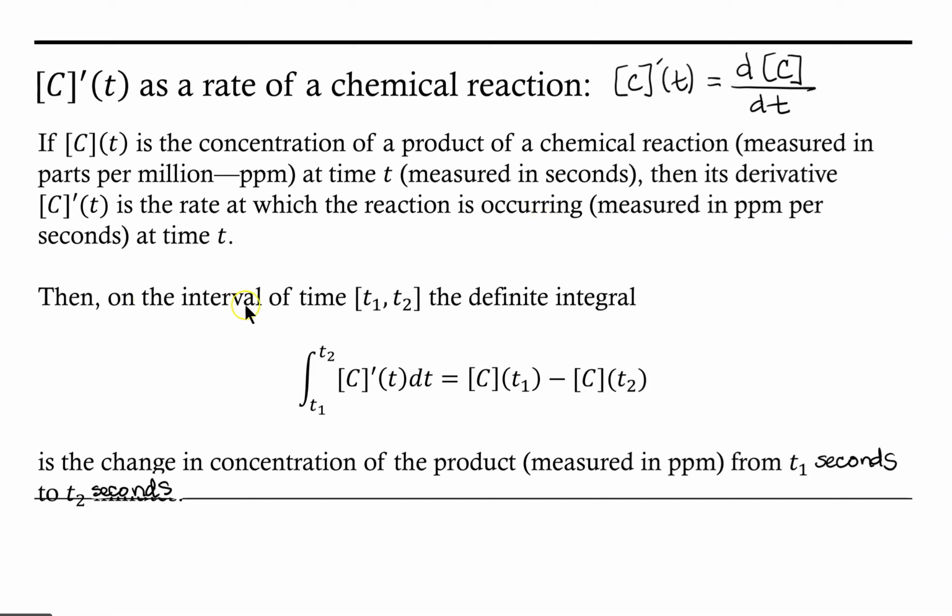So on the interval of time t1 to t2, this definite integral from t1 to t2 would equal the antiderivative of C prime, which would be C, or the concentration, at t2 minus the concentration at t1. So this represents the change in concentration between those two times, or the change in concentration from t1 seconds to t2 seconds.